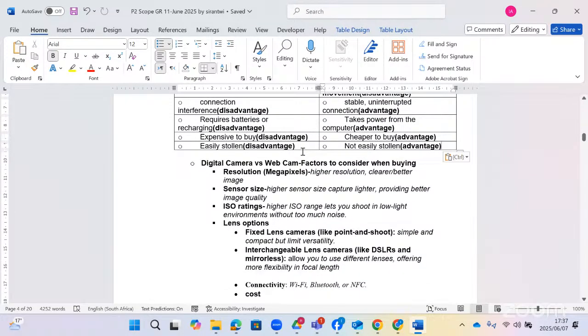Now, digital camera and then webcam. Factors to consider when buying these. The first thing is resolution. When you are buying a digital camera, for the resolution, you need to check the megapixels. The higher the resolution, the clearer or the better the image. You must also consider the sensor size. Consider the ISO rating. The ISO rating range lets you shoot in a low light environment without too much noise. Or in other words, how sensitive the camera is to light. That is what we call the ISO rating.